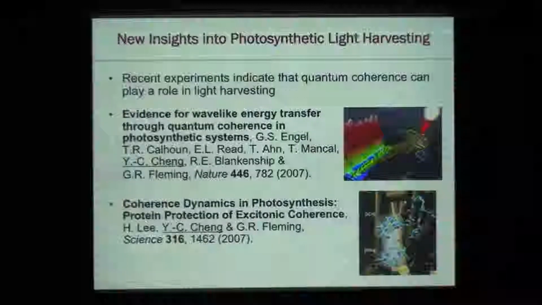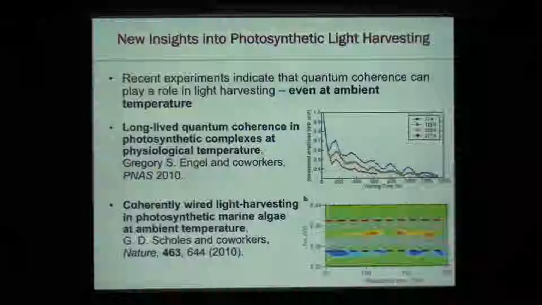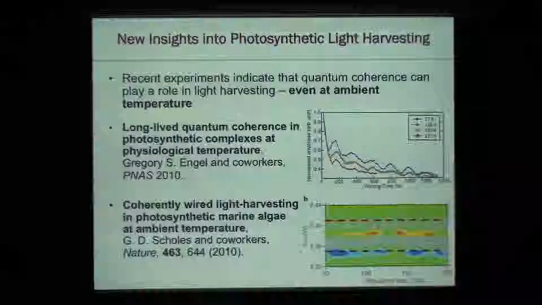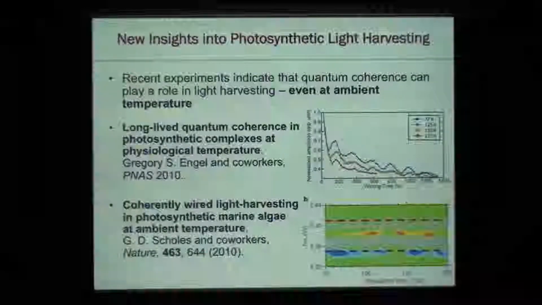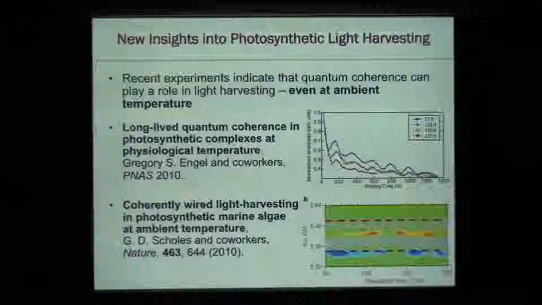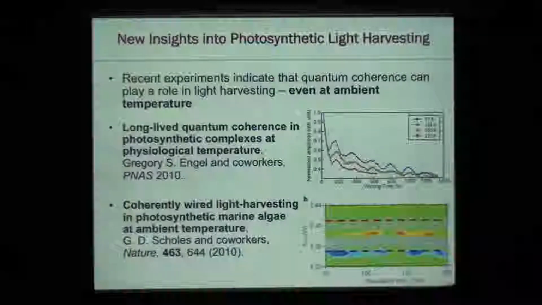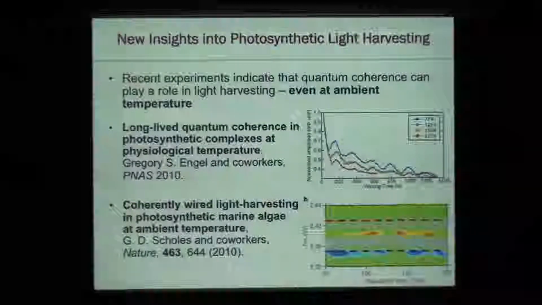this topic. Okay, and then in late 2010, Greg Engel at Chicago and Greg Scholes at University of Toronto also measured the other. This one is FMO again, but this one is photosynthetic compounds from a marine algae. And then they also see this beating signal at room temperature.